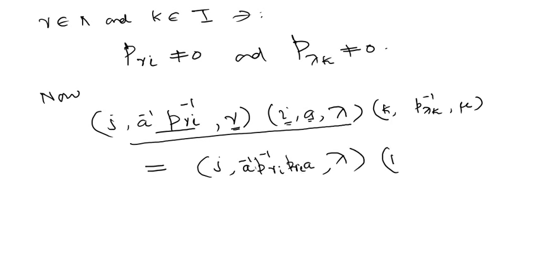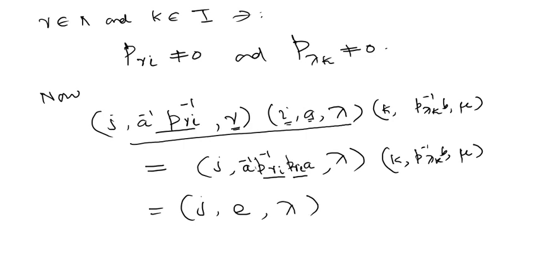Then its product with the third element, P lambda k inverse nu. It's P lambda k inverse B, B is also there. This is equal to J. Now this P gamma I inverse, P gamma I, they are elements of the group, so it's just an identity. Let's denote it by E, where E is the identity of G, E lambda. So this is J E lambda.